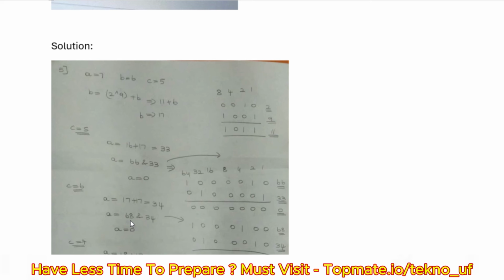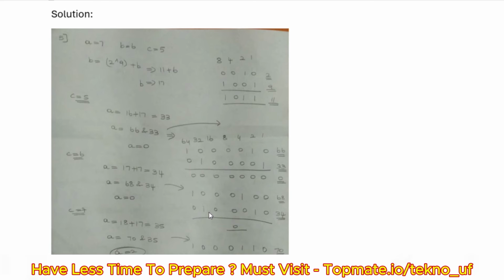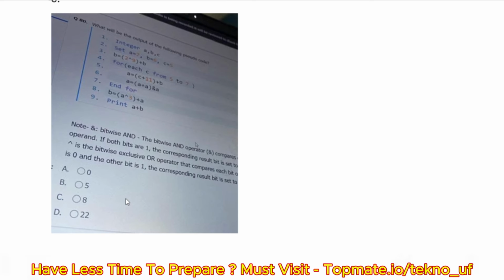The binary format for these two values is these one respectively. For 68, it will be 1, 0, 0, 0, 1, 0, 0. And the binary format for 34 is 0, 1, 0, 0, 0, 1, 0. After evaluating the same bitwise AND operation, it will throw zeros out. So for the second iteration, we are having A equal to 0. We need to move to the third iteration. C equal to 7.